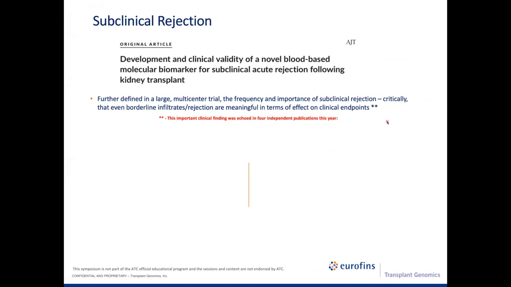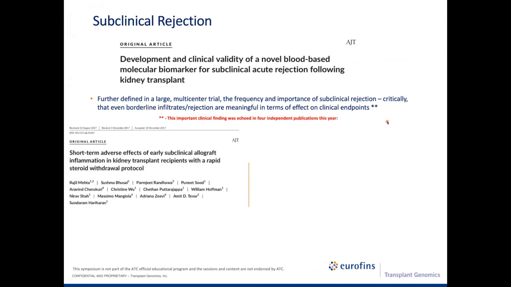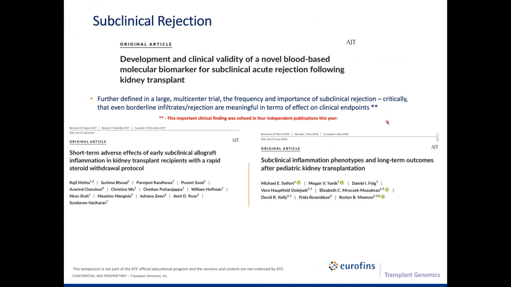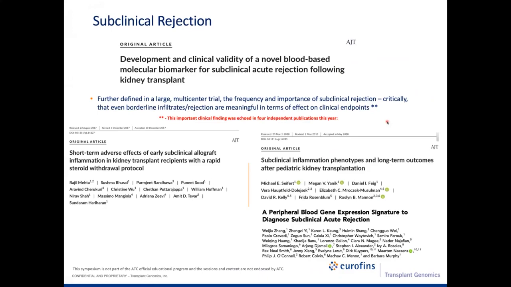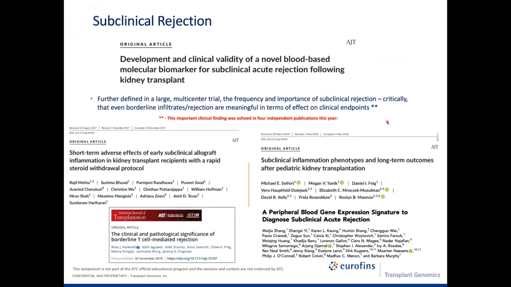These findings were echoed in several other important publications in the following year. A group from Pittsburgh, from University of Alabama, Birmingham, the GOCAR study led by Barbara Murphy, and the group from Australia all published papers showing very similar clinical findings related to the disease of subclinical acute rejection.